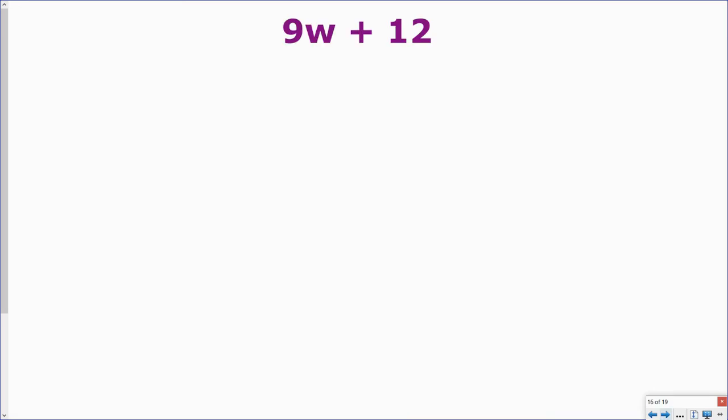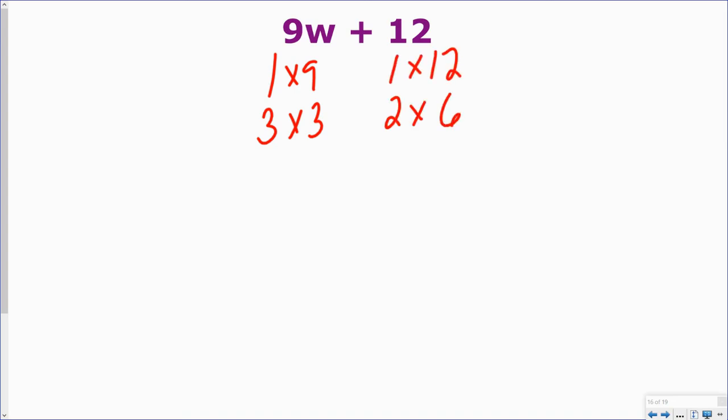So let's take a look at this problem. 9w plus 12. So if I factor out my 9, I have 1 times 9, or I have 3 times 3. If I factor for my 12, I would have 1 times 12, 2 times 6, or I'd have 3 times 4. And I look for my largest number that they both have in common. That would be 3.